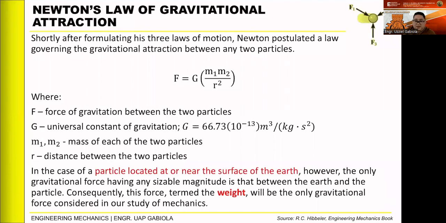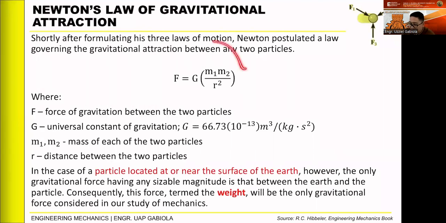In the case of a particle located at or near the surface of the Earth, however, the only gravitational force having any sizable magnitude is that between the Earth and the particle. When we talk about a particle on or near the Earth, the only considerable bodies are the body itself and the Earth. This is where weight comes in. It will be the only gravitational force present when we consider any particle located at or near the Earth. So how does weight come about? Weight comes from the same expression.